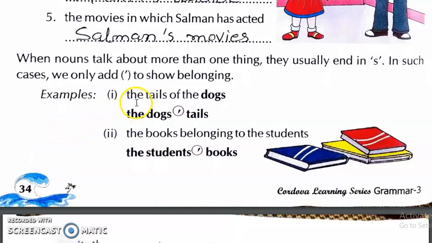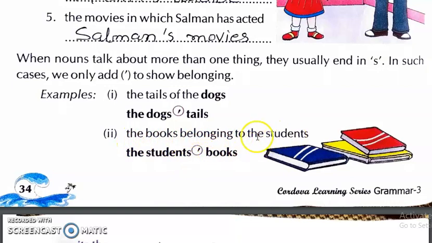The tails of the dogs. Here you can see dogs is a noun but a plural noun. So if we are adding an apostrophe, we will put only the sign of the apostrophe: the dogs' tails. The books belonging to the students.